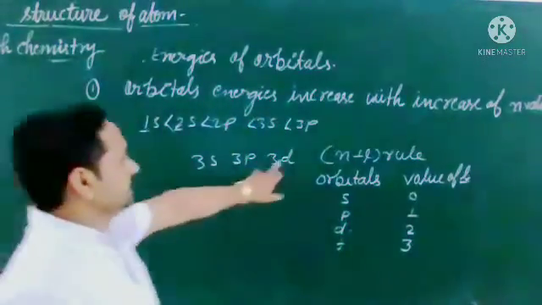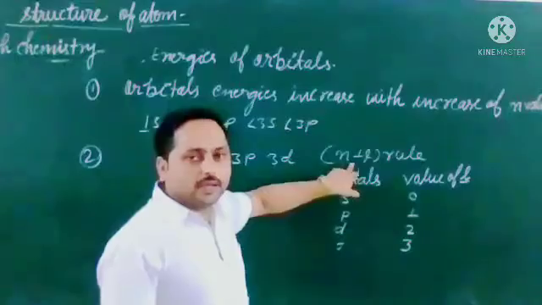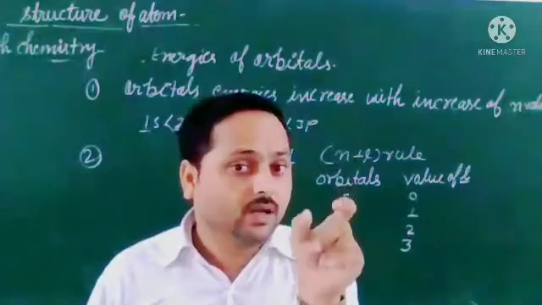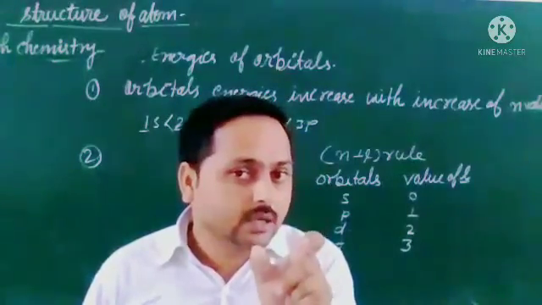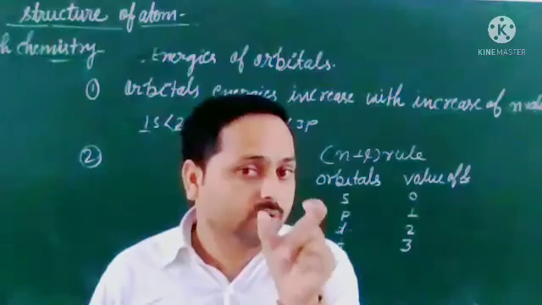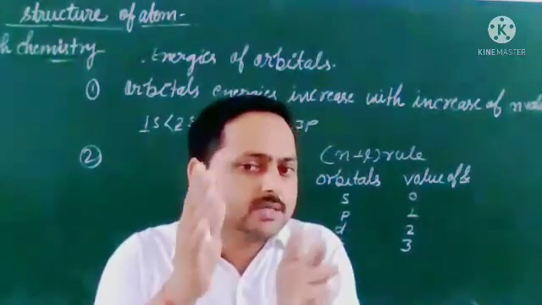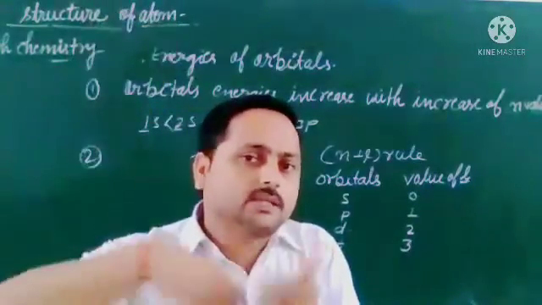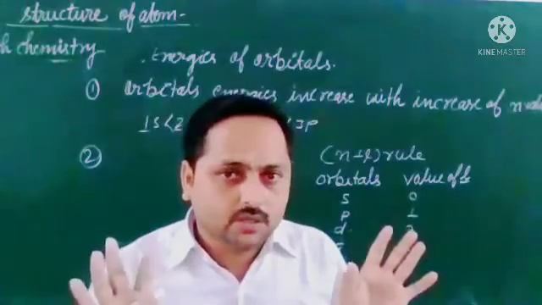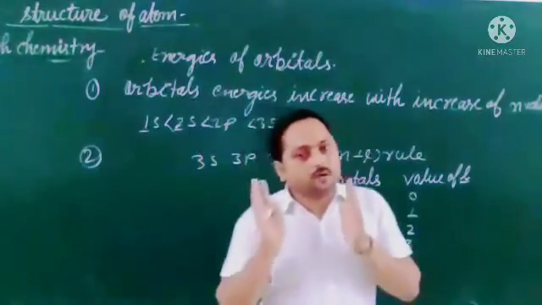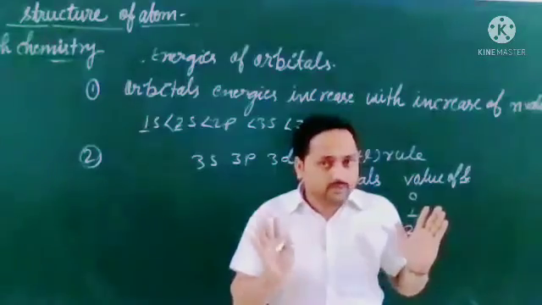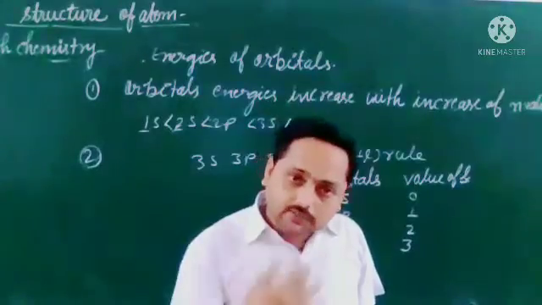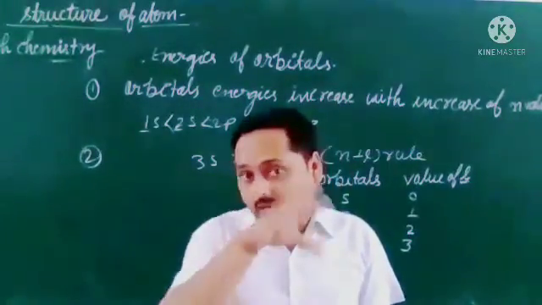So by using that rule, we can calculate the energy of orbitals of the same shell. Listen, we are going to calculate the energy of orbitals of the same shell. If the orbitals are of different shells, we can clearly say that the one with the higher value of n has more energy. But if the orbitals are of the same shell, it is confusing how to calculate their energy.